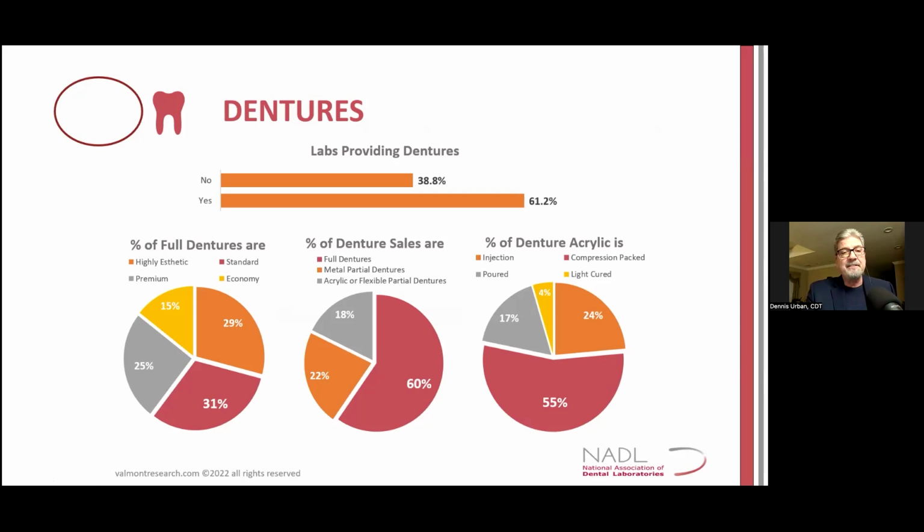The percentage of full dentures that are highly aesthetic, standard, and economy is shown here. 31% of the dentures produced in the United States are standard dentures, and highly aesthetic about 29%. If you look over to the right-hand side, you'll see the percentage of denture acrylic that is used, and still the number one way dentures are processed is compression packed or press packed. I found that to be really interesting. We do a lot of press packing in our laboratory also, in addition to the other technologies.